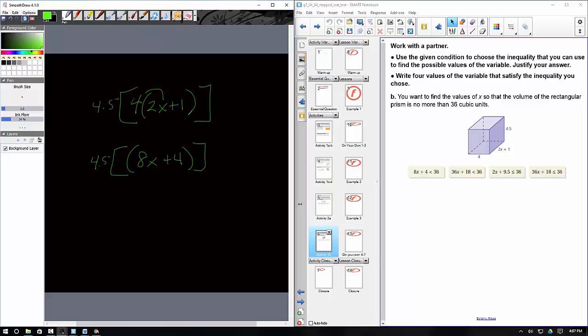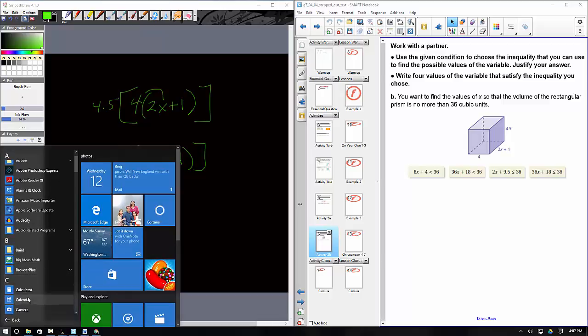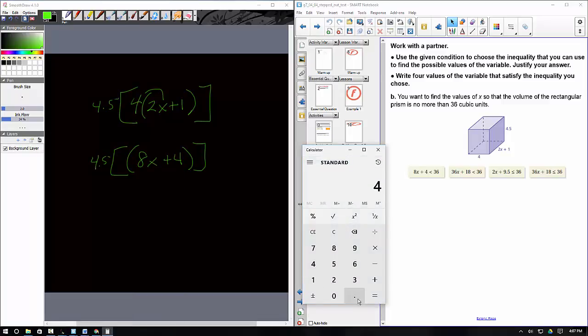And so if I take, let's just go here real fast. Let's do 4.5 times 8. And that'll equal 36x plus, and then 4.5 times 4 should be 18. Yep, so plus 18. And I want it to be no more, so less than or equal to 36. So if I look here, is there any that say that? 36x plus 18 is less. Yep, this last one here.